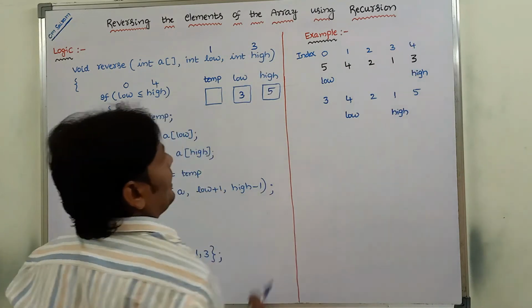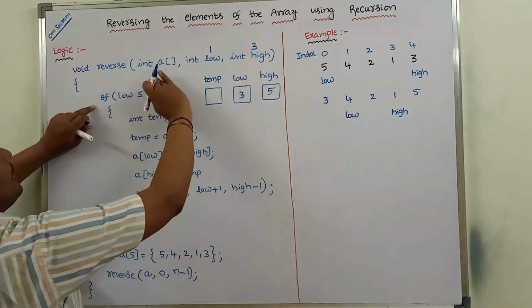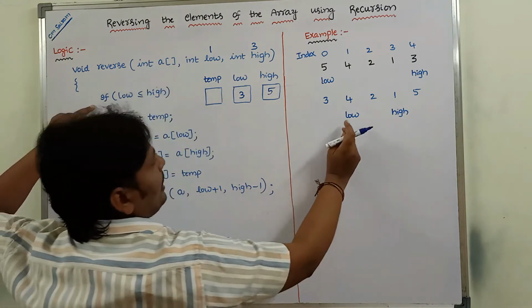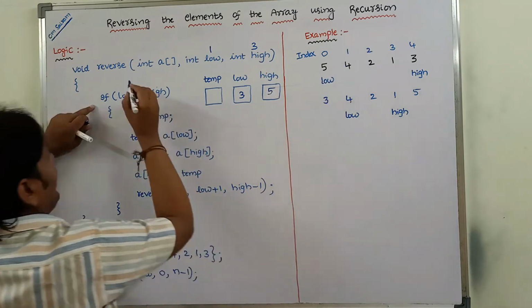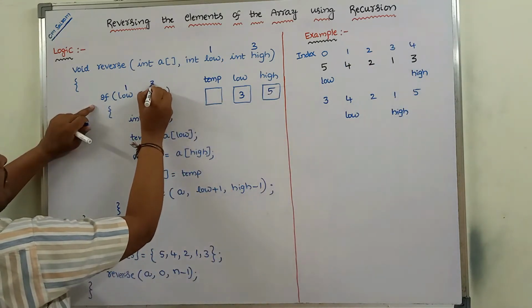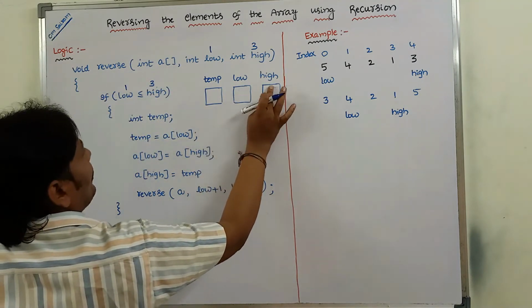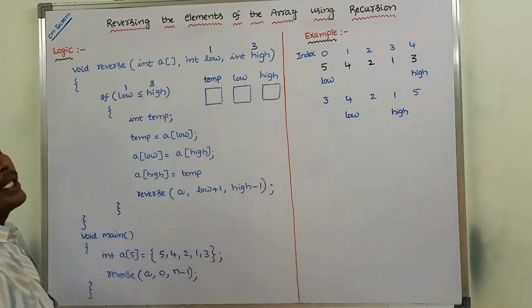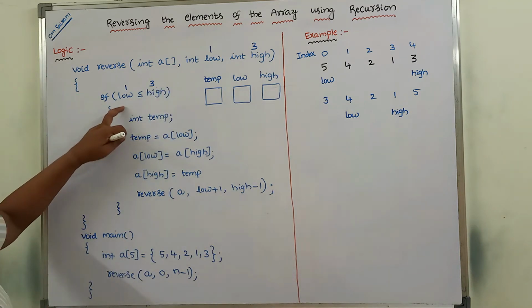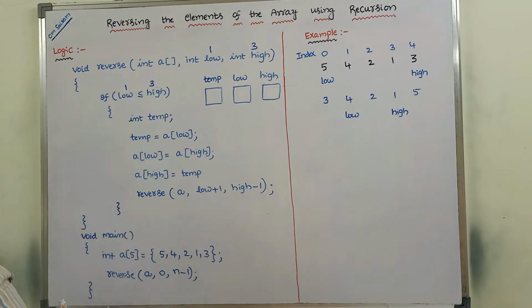High value is 3. Now, if low is less than or equal to high, what is the low index value? 1. What is the high index value? That is 3. So 1 is less than or equal to 3, the condition is true.